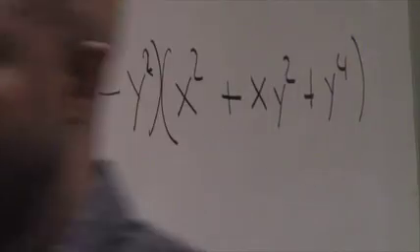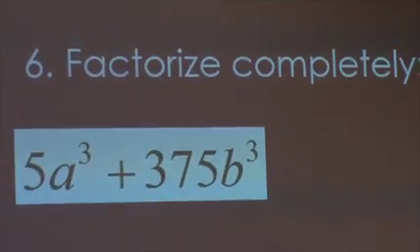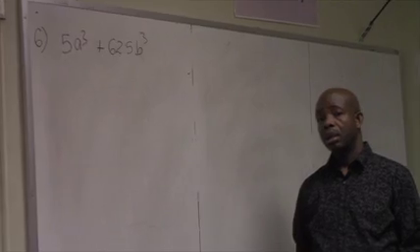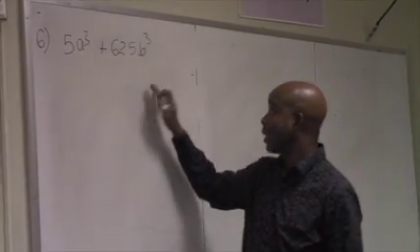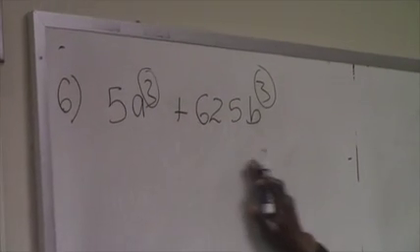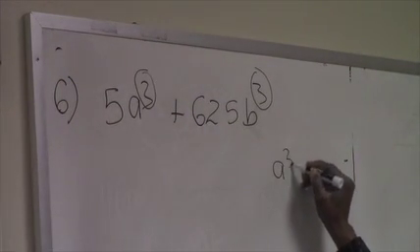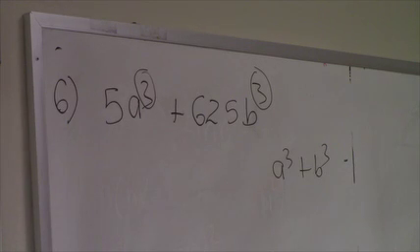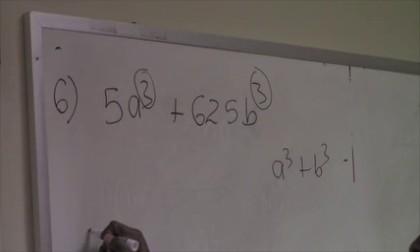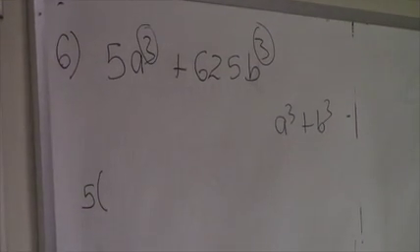Let's see if we can do number 6. For number 6, first of all, we see that we have 5a cubed plus 625b cubed. For number 6, we are seeing cubes, and it is a plus, so we're thinking about the sum of cubes, a cubed plus b cubed. But the problem we have is this is not a perfect cube. Likewise this. So let's see if we can factor out the common factor, which I think is 5.